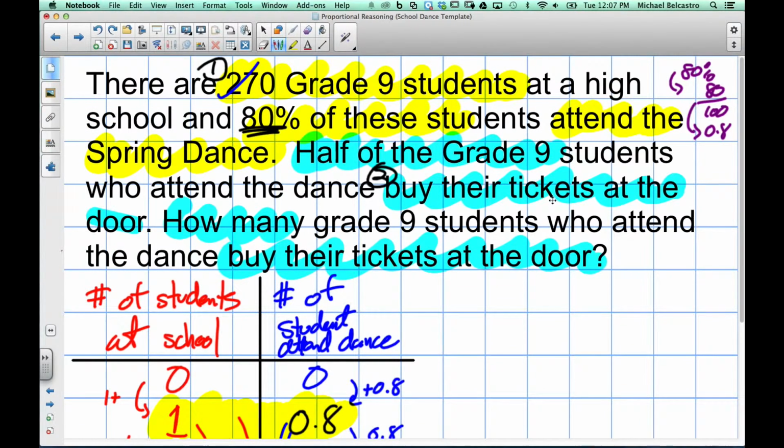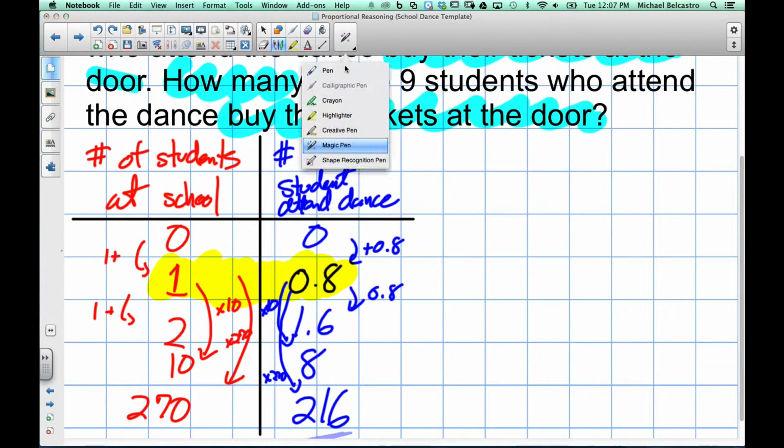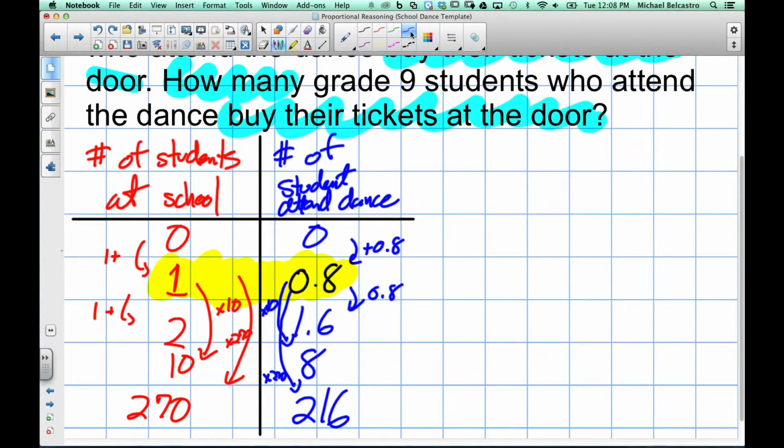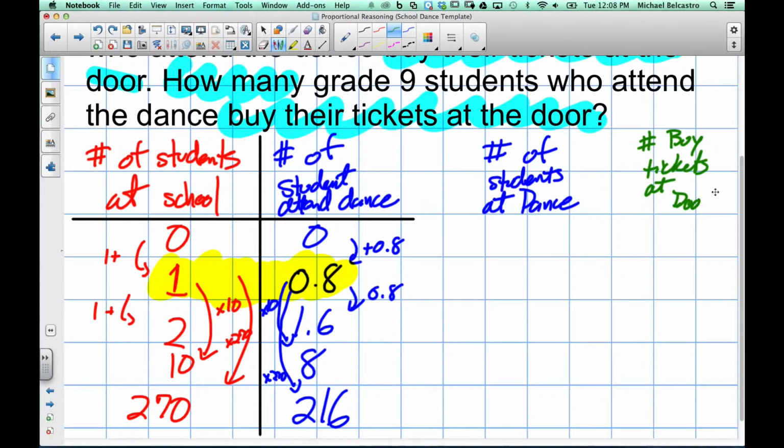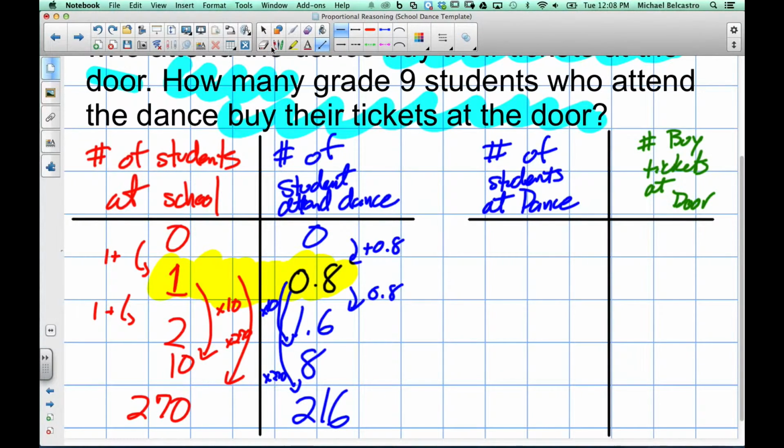Part 2, half of the grade 9 students buy tickets at the door. So we're going to set this up again. Our second table has number of students at the dance, and then number who buy tickets at the door. Good. So again, we're setting up our table, and we have a very similar type of relationship. If there are 0 students at the dance, how many of them buy a ticket at the door? Oh, that's none of them.